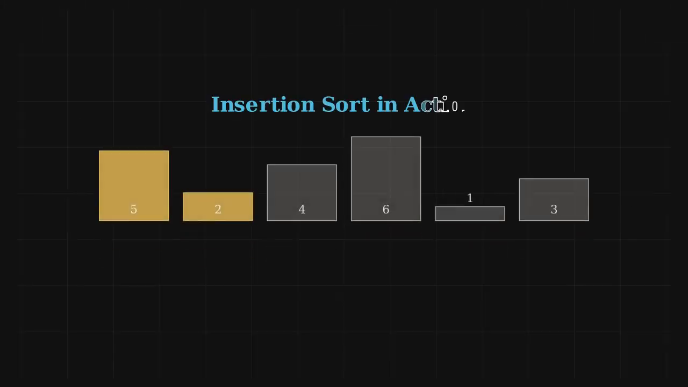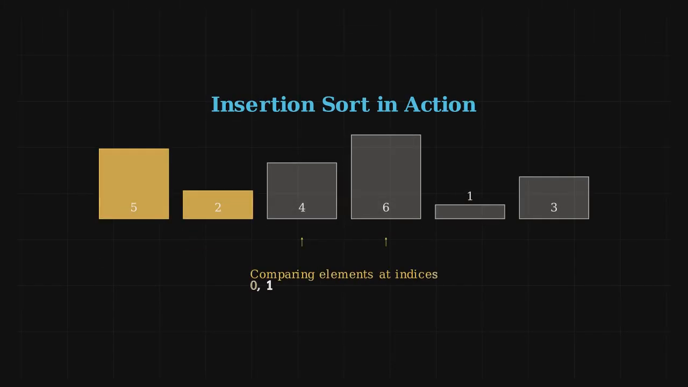Take array 5, 2, 4, 6, 1, 3. Key 2 compares with 5, shifts it right, inserts 2 first. Key 4 compares with 5, shifts once, settles between 2 and 5. Key 6 stays put, it's already larger.